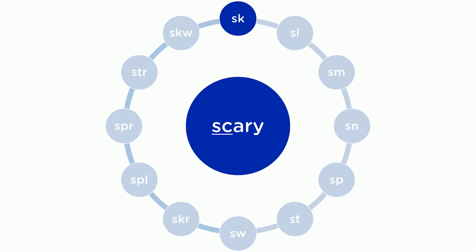So s and k combine to make sk, as in scary. Sleep, smile, sneeze, sport, star, sweet. You do the rest? Screen, split, spring, street, square. Once again, here we've got another little difference between the sound and the spelling. So sq is represented by sk in the phonetic alphabet.